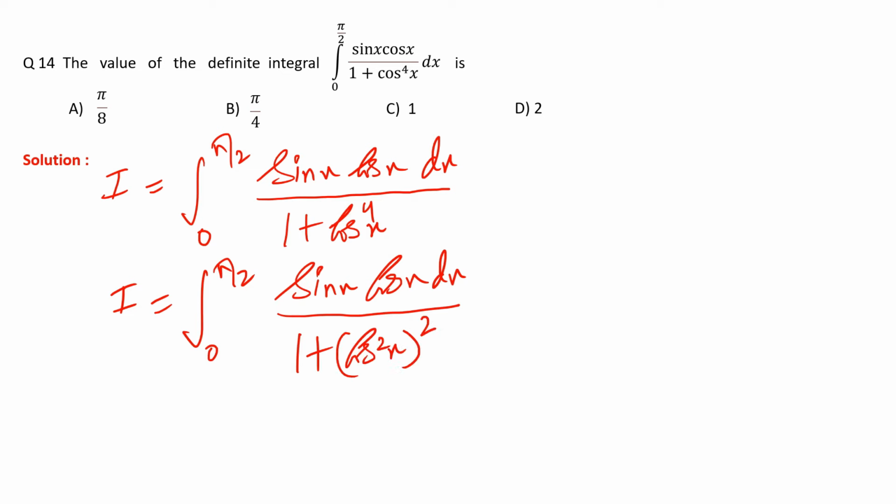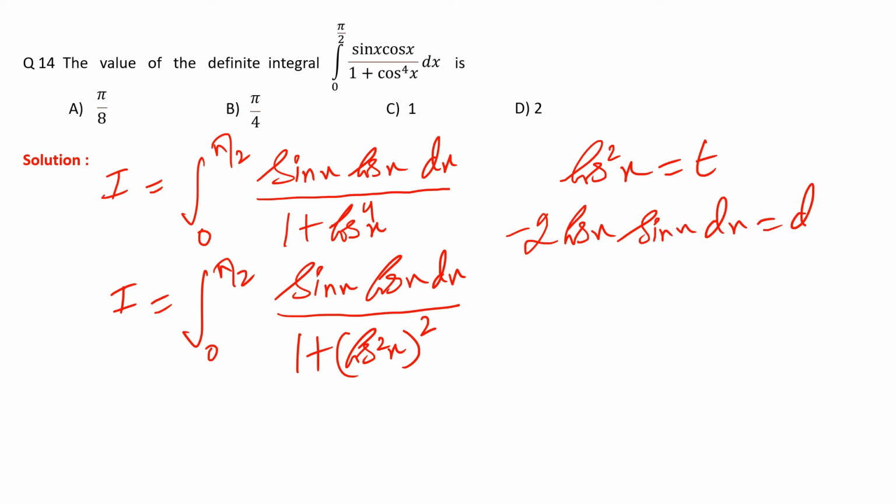Now students, just look at the numerator, sin x into cos x, and this cos square x. If you put cos square x as t and differentiate both sides with respect to x, what do you get? You will be getting 2 cos x into minus sin x, that means minus 2 cos x sin x dx equal to dt. So that means our numerator sin x cos x dx is nothing but minus half dt. So I becomes minus half outside.